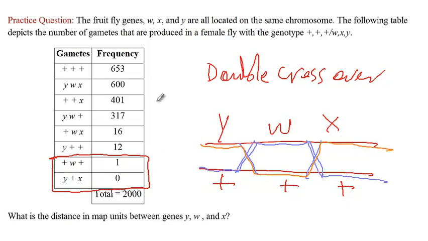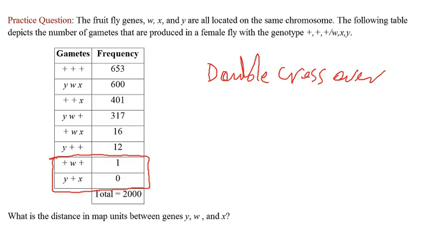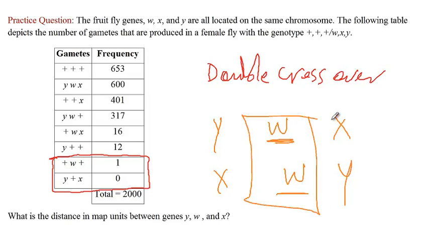All right, so we've answered the very first question here. We know the order of these genes, with W being located in between. So we have Y, W, X, or it doesn't matter. You can write it X, W, Y. The important point is that the gene W is located in between. Now we can move on with the next question, that is to find the distance in map units between genes Y, W, and X.